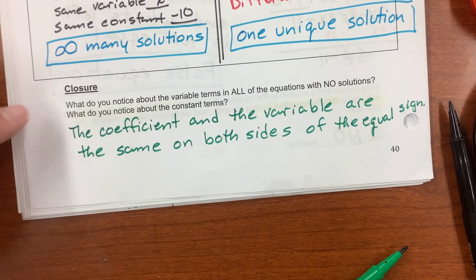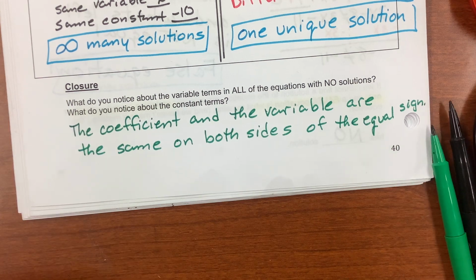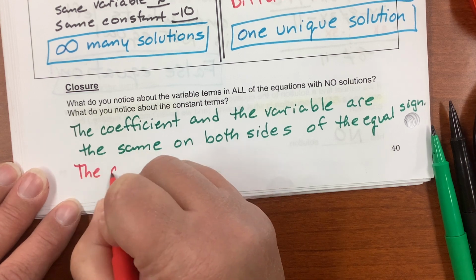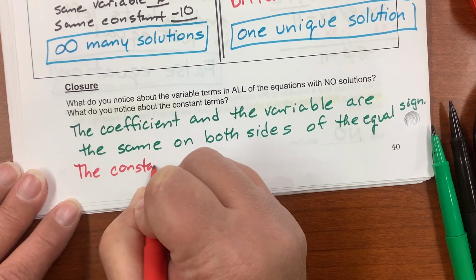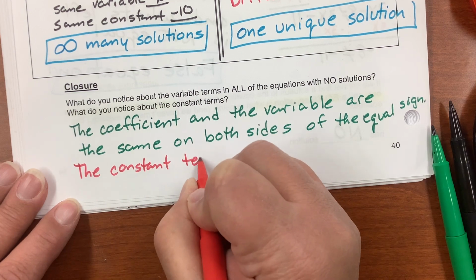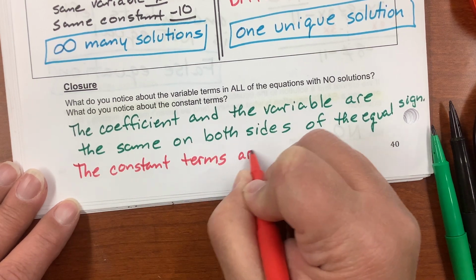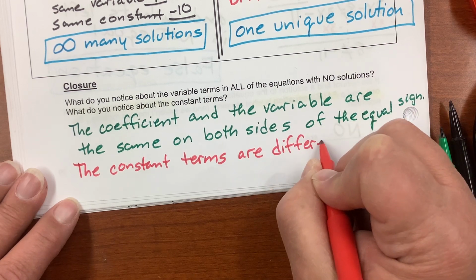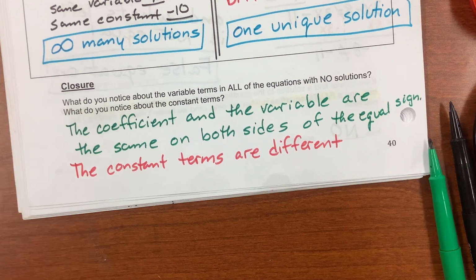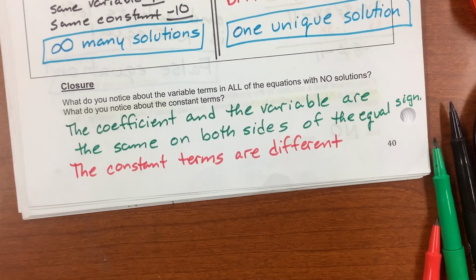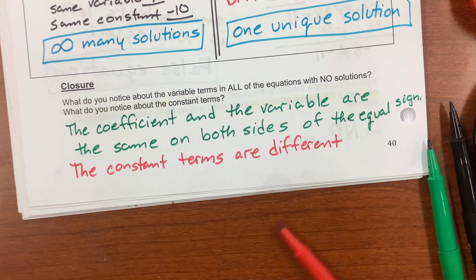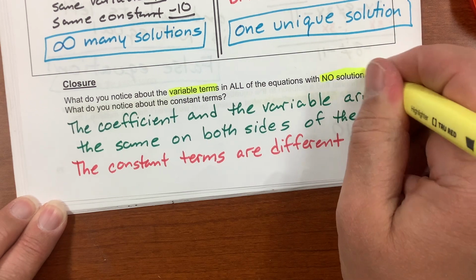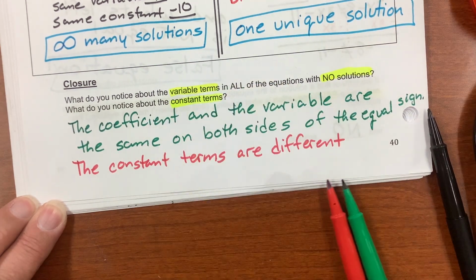What do you notice about the constant terms? The constant terms are different. So, what do I notice about the variable terms in all of the equations with no solution? The variable terms are the same when there's no solution, but the constant terms are different.